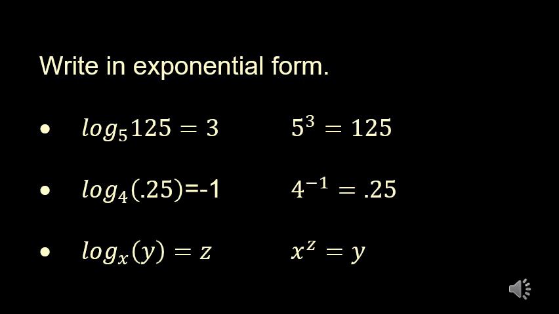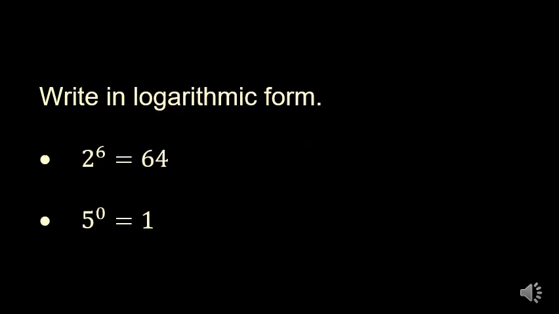And again, if you look at all 3 of these, you'll notice that all that's really going on is it's written as an exponent, and the numbers are the same, but I flip around where the last 2 are. So we have 5 to the third equals 125, 4 to the -1 power equals 0.25, and x to the z equals y. Just flip around those last two numbers and write it with an exponent.